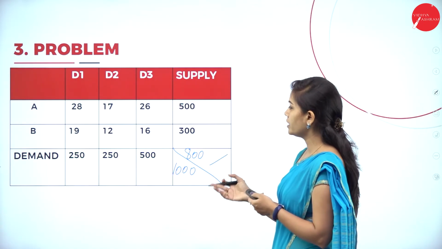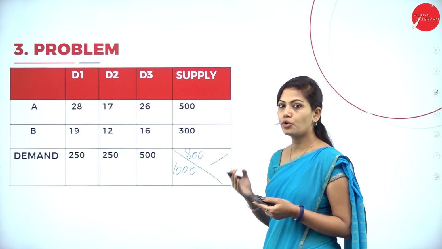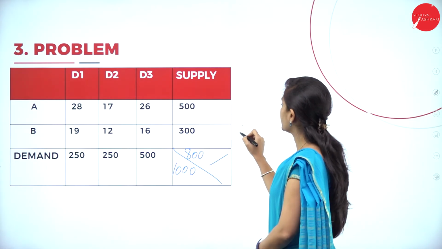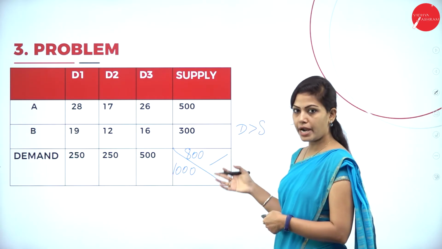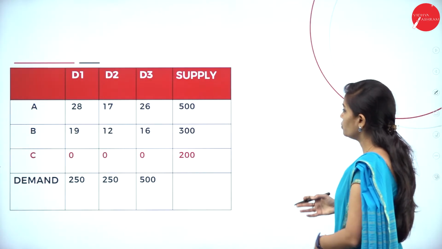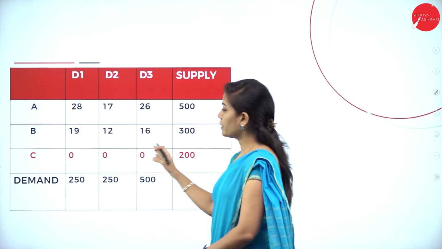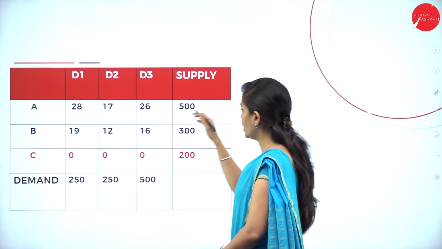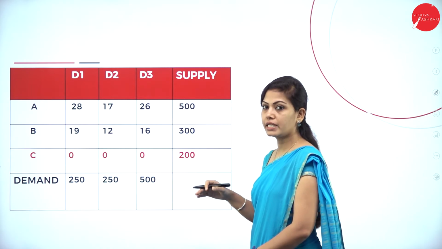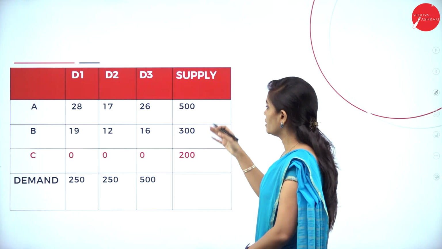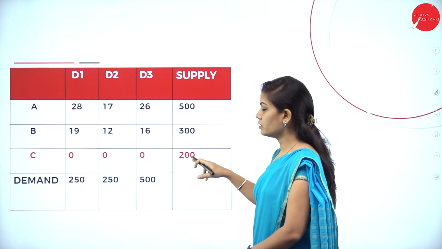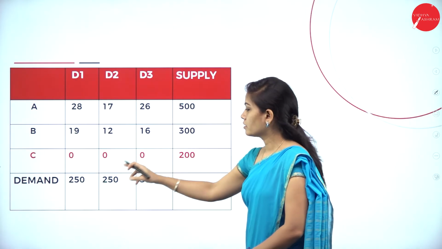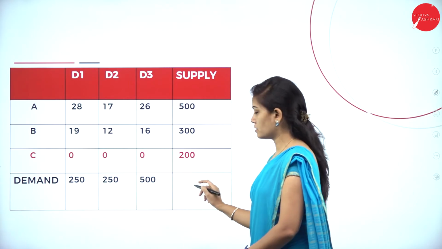You have to add the dummy row because here demand value is greater than supply value. So, if your demand value is greater than supply value, you have to add a dummy row. Here 1000 minus 800 means 200 is shortage. So, I have added 200 rupees. So, 500, 300, 200 is 1000. 250, 250, 500 is 1000.